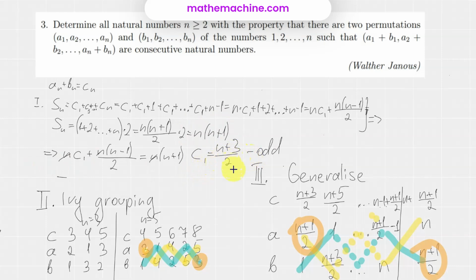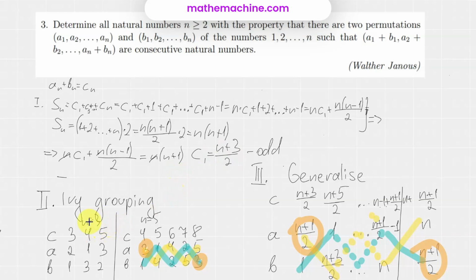Aha! What does it mean? It means that c1 is an integer, so n must be an odd number, sorry. n must be odd. Only for this it could work. Does it work or not? We will see. So now let us just try to have a feeling of how it works.